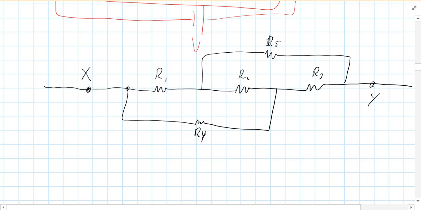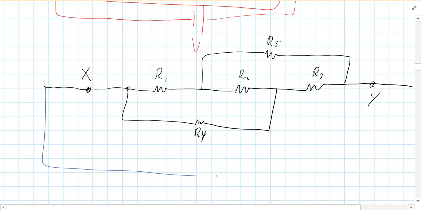Parallel, like R5 is not parallel to R2. If you go through R5, you end up over there. If you go through R2, you end up over here. You don't end up in the same exact spot. So they're not parallel. So nothing here is series or parallel. So how would you figure out the overall equivalent resistance of the circuit?